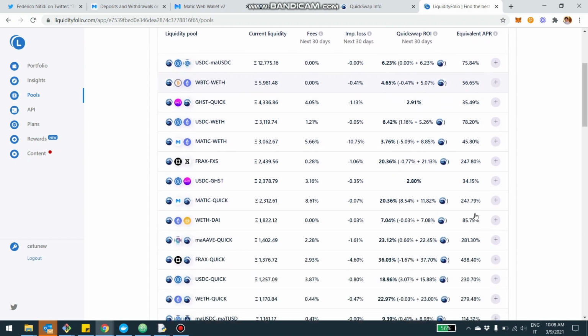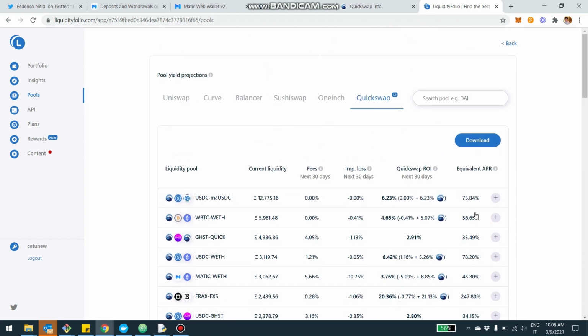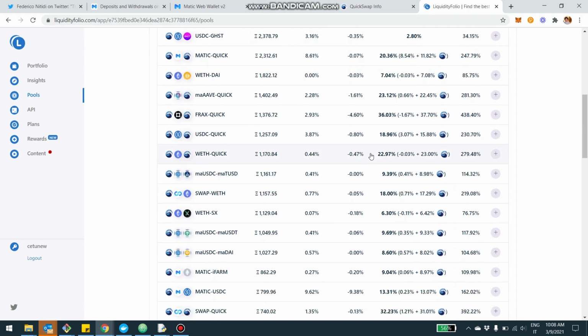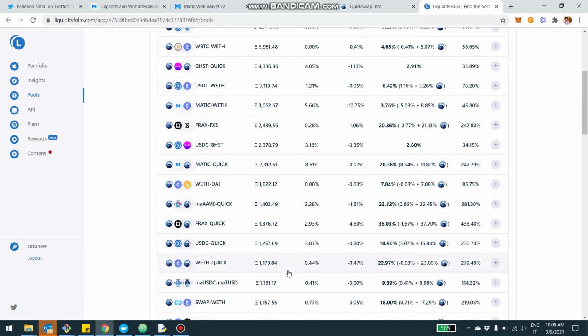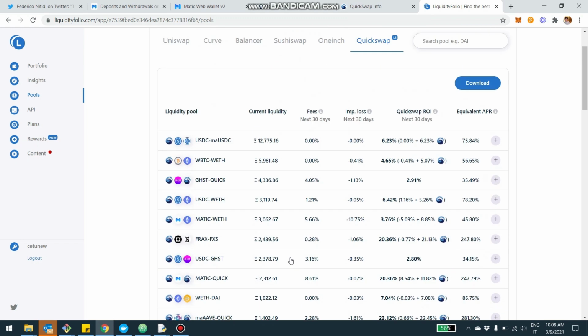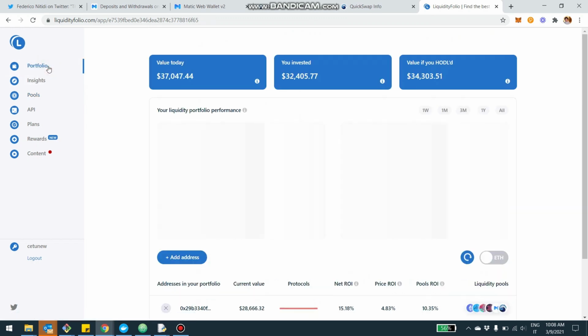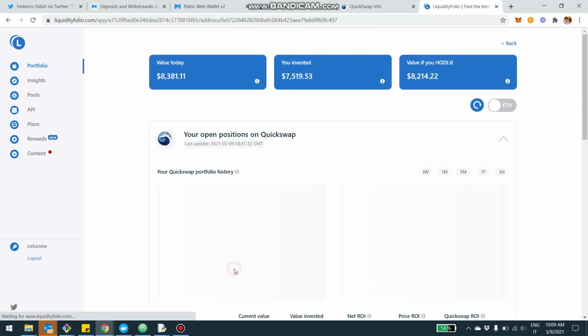So the yields are right now pretty good, and as I said, it's also because the liquidity is pretty small on the exchange. So the first thing you can do is check out the yields and the different pools. If there is any pool where maybe you have assets or you're inclined to provide liquidity, once you've done that, as usual, you can add your address to Liquidityfolio and zoom into your specific address.